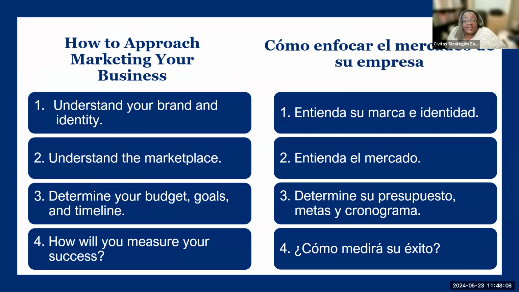Number one, understand your business's brand and identity. Number two, understand the marketplace. Number three, determine a budget, a list of goals, and a timeline for your plan. And then number four, decide how you will measure your success. So we'll cover each of these.